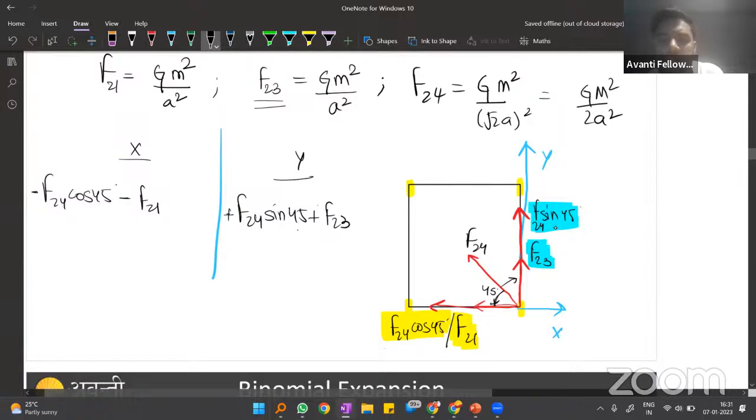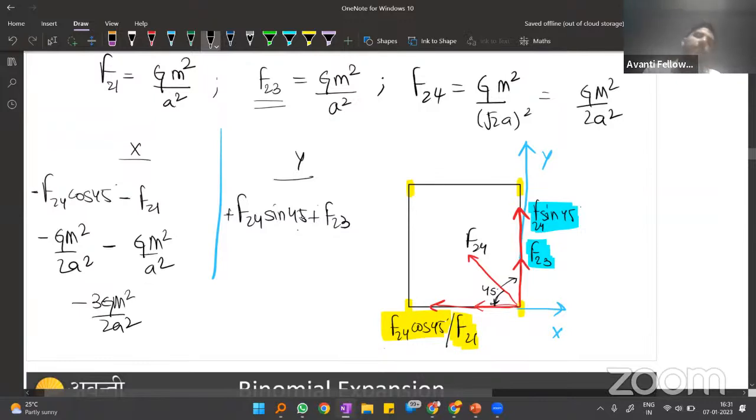Now substitute the values here. F24 is Gm square by 2a square. So minus Gm square by 2a square, minus F21, which is Gm square by a square. If you take LCM and minus minus, if you add them, it will give you 3Gm square by 2a square. Yes, 2 plus 1 is 3. So this is in the x-axis. Now for the y-axis, what do we have to do? We have to calculate in the same manner.